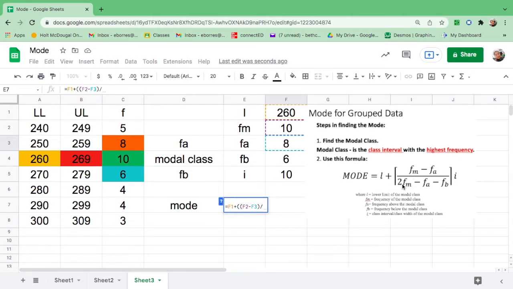Also, we will group all the numbers by putting parentheses, then type 2, multiplication is shift asterisk, and FM is 10, minus FA 8, minus FB is 6, then close parentheses. And we have to put another parentheses before multiplying I, shift asterisk, and your I is 10. Then enter. So as you can see, the mode is 263.33. This is how you find the mode for raw or ungrouped and grouped data.